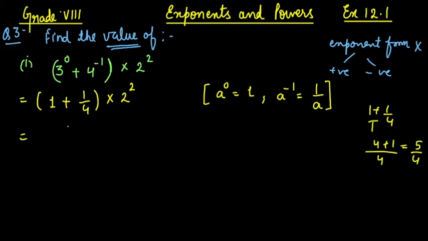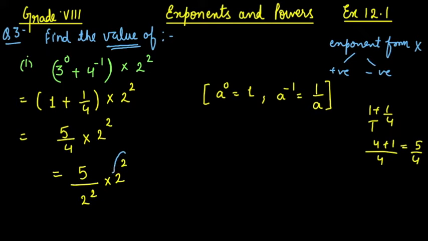So I can write it as 5 by 4 into 2 square, in which 4 can be written as 2 square, then 2 square upon 2 square. In exponents, we do not cancel terms. It's not suggested that you cancel 2 square with 2 square. That's not the right way of doing the exponents chapter. Rather, we should make use of the exponents property.